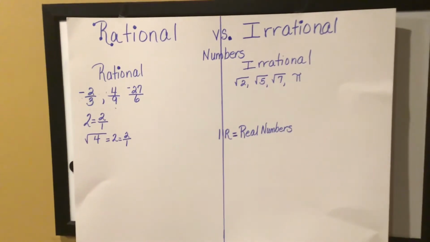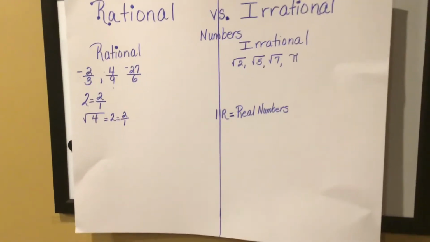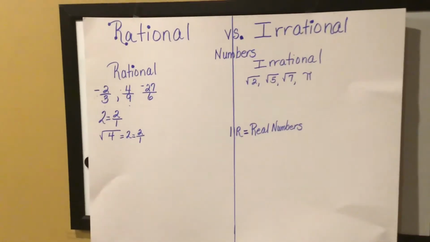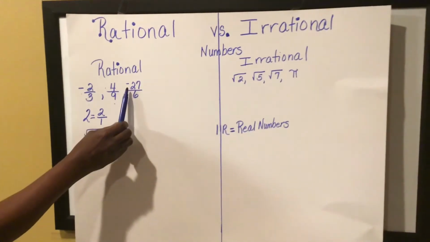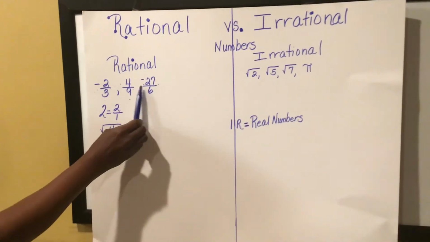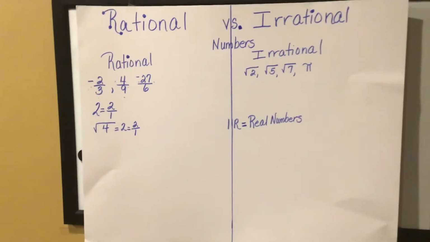And -27 divided by 6. All of these numbers are one integer divided by another integer. So that's one integer, even though it's negative, it's an integer, and it's divided by another integer. They're still integers.